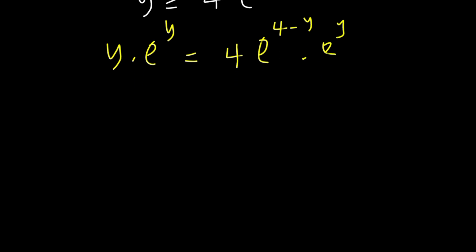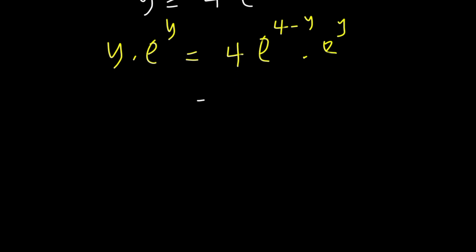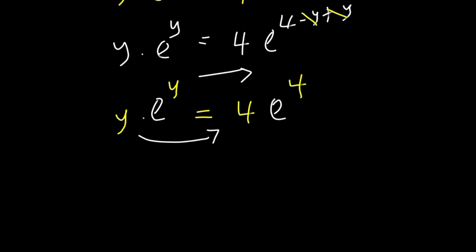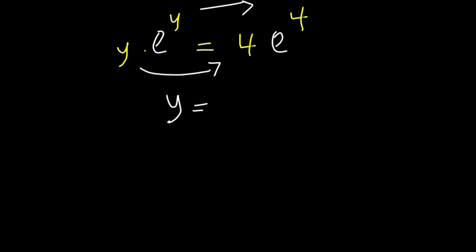Then according to the law of indices, we have 4e^(4−y+y), and that equals y·e^y. So −y cancels +y. Then we are going to have y·e^y = 4e^4. Then by very direct comparison, we'll see that y = 4.